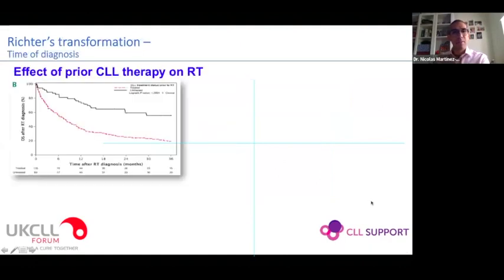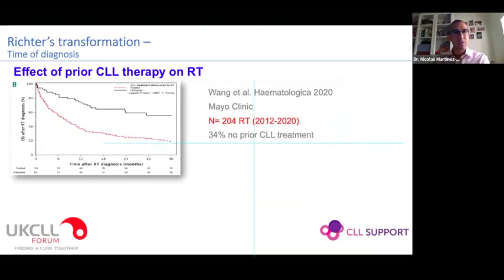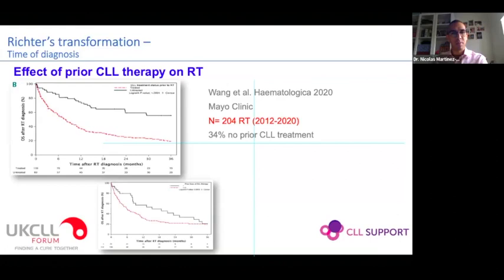Right, so we continue on the prior therapy. Two big series were published on this in 2020 from the Mayo Clinic, looking at a significant number of patients over nearly 8 years. They managed to diagnose 200 Richter's over that time span, which is quite a lot if you think about it, from a single center. Anyway, again, similar percentages: about a third of them never received CLL therapy before.